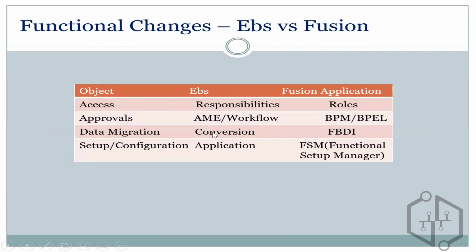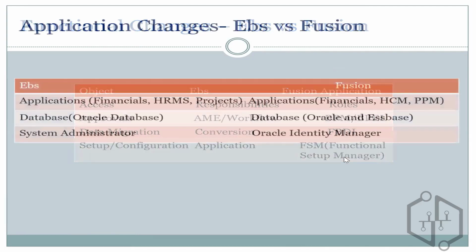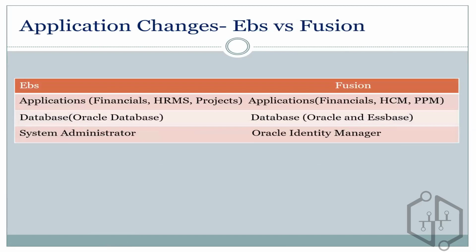Data migration means migrating data from a legacy system to Oracle application-based tables. So in Fusion applications, we have file-based data loaders. For setup and configuration, in EBS we have Application, and in Fusion applications we have Functional Setup Manager. Applications, EBS versus Fusion: we have financials, HRMS, projects. In Fusion, we have financials, HCM, and PPM.